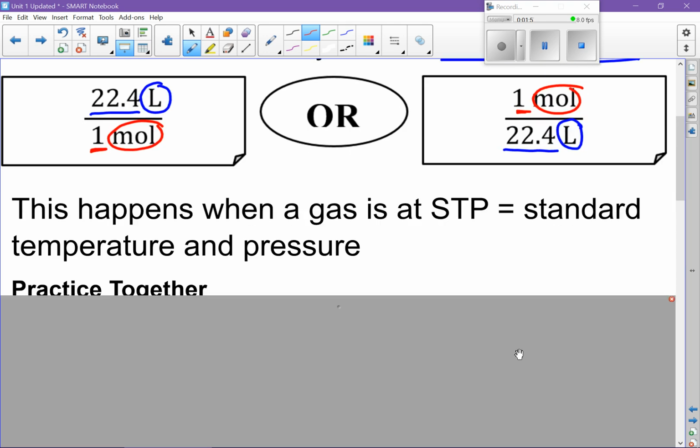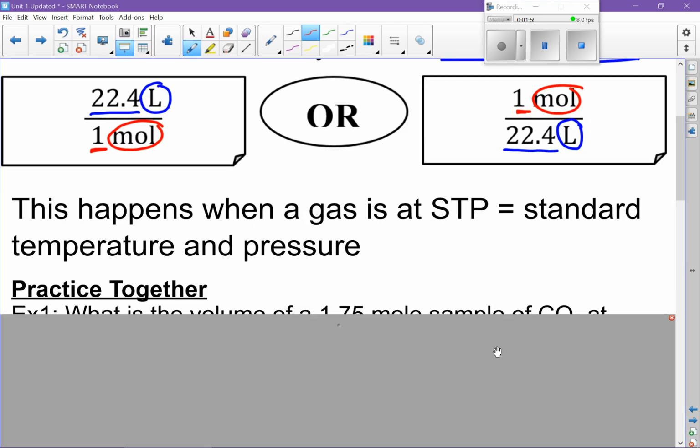So let me show you how this works. It happens when we have something called STP. STP just stands for standard temperature and pressure. And so you're going to see this in the problems, but it doesn't mean anything that you have to do math with, but that way you know what the letters stand for.